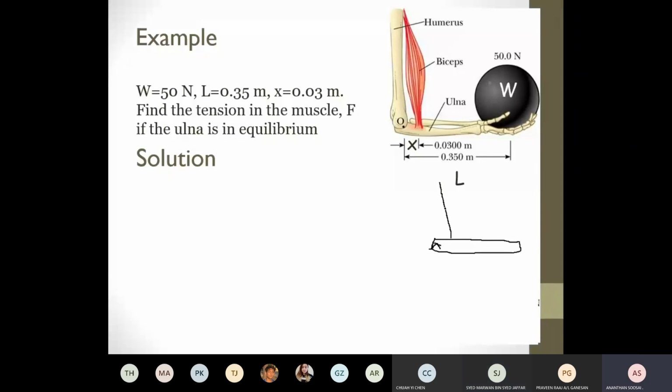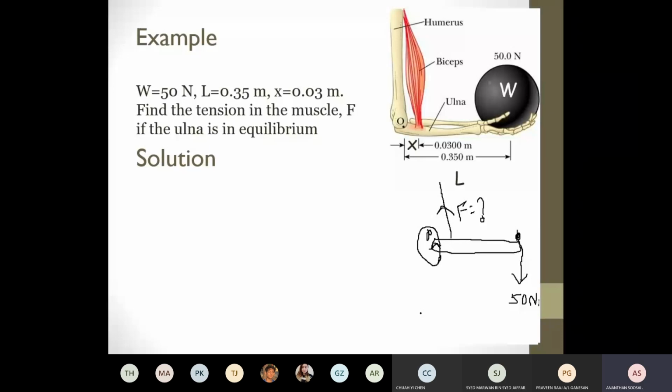The muscle pulls the ulna up. Tension F, this is the force we are looking for. Then the ball sitting here is pushing it down with 50 Newton. Yes, this is a simplified system. Remember there is a force acting on the pivot, which acts down in this case, but that force is unknown. They never ask for that force. So to calculate your F, you take moment about which point? About the pivot.